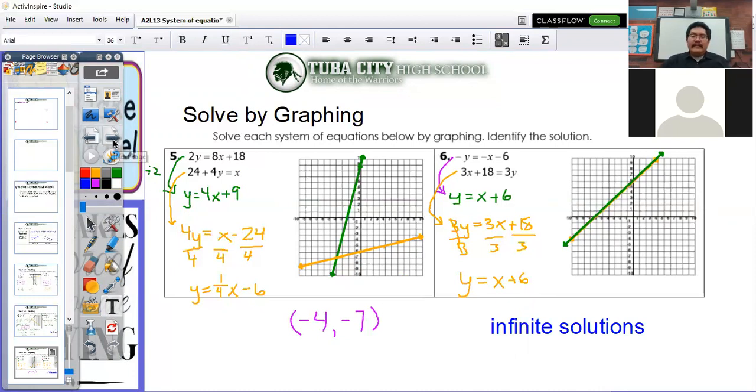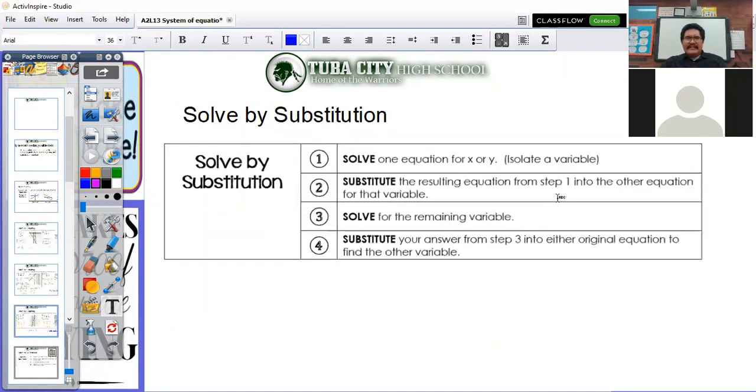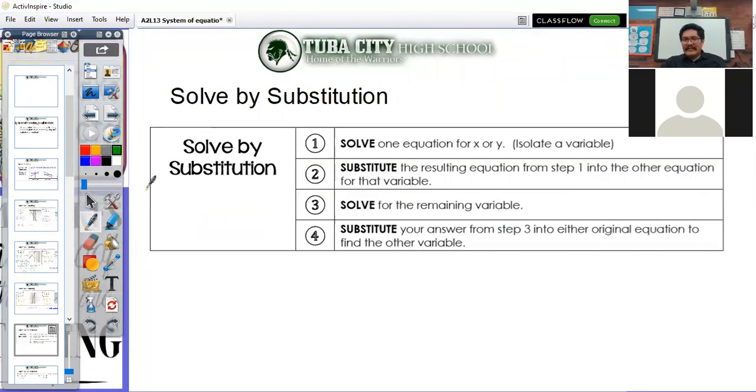Now, that's how you do graphing. Let's move into the next thing, which is solving by substitution. To solve by substitution, you're going to follow these steps, and it's going to sound confusing, but it's honestly not that bad. I think once you see a couple of them, it's not so bad. So the first thing you got to do is solve one of the equations for x or y. In other words, you got to isolate one of the variables. Once you have a variable that is isolated, you take whatever's on the other side and plug it into the other equation.